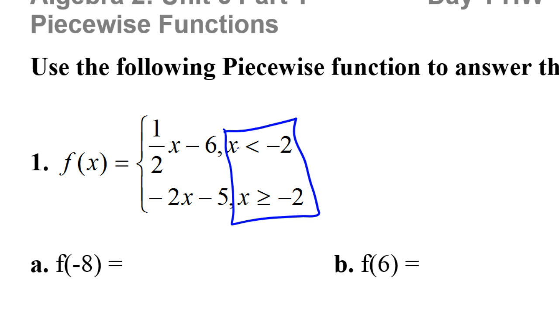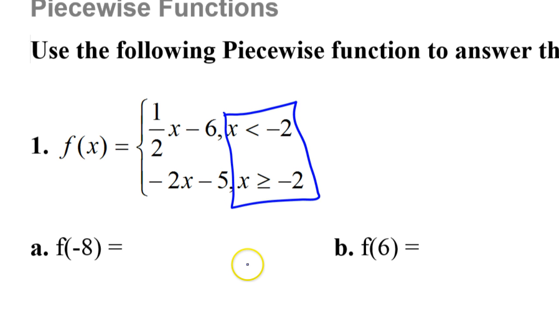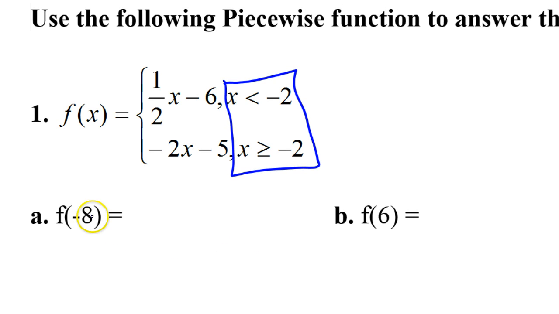So if x is less than -2, it's going to be the top function. If x is greater than or equal to -2, it's going to be the bottom function. So if I want to simply evaluate, here I've got an x value of -8. Well, is that less than -2, or is that greater than or equal to -2? Well, -8 is less than -2. So that tells us we're going to be working with the top function.